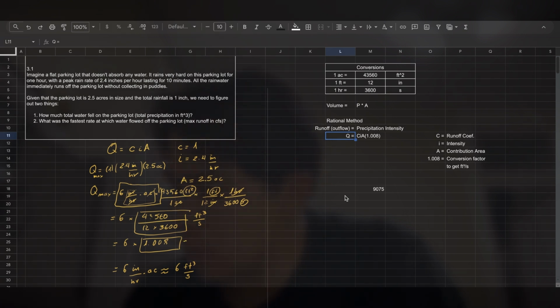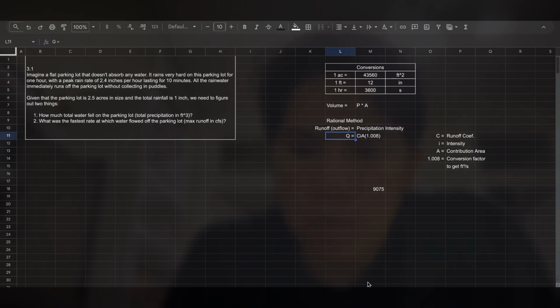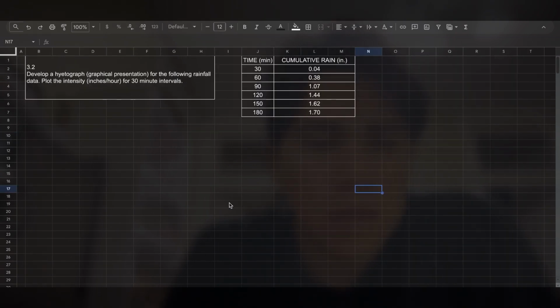If we solve for this, I believe it's about 6.05 cubic feet per second, which is pretty much negligible. 0.05 cubic feet per second is pretty much negligible. So it will be correct as well to just use 6 cubic feet per second. So that's this part. Let's go to the next problem.